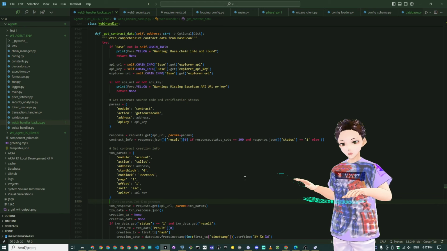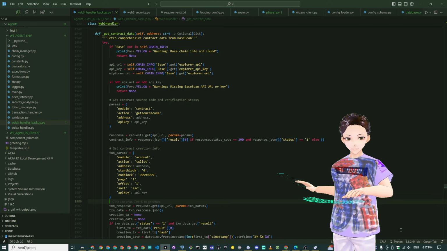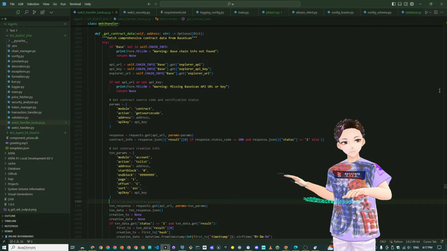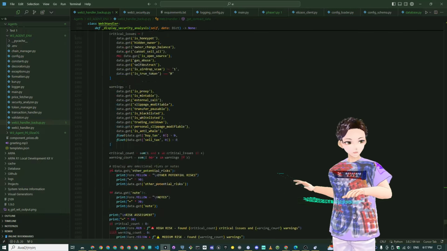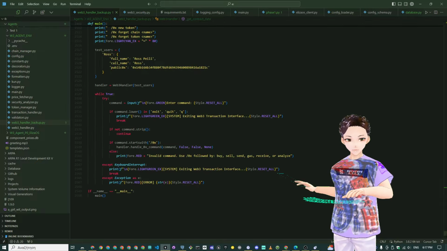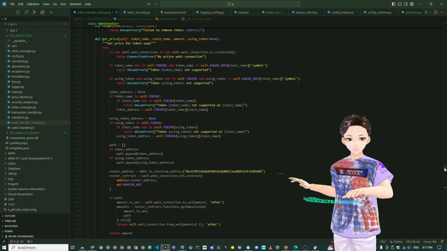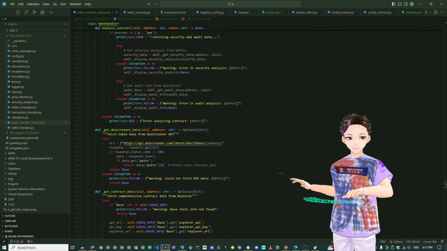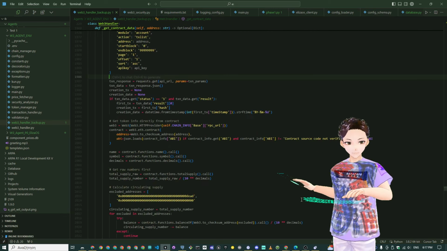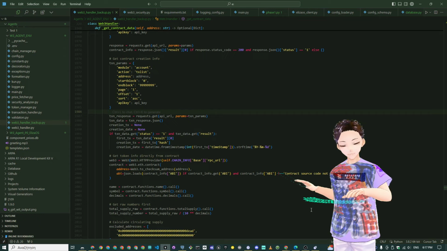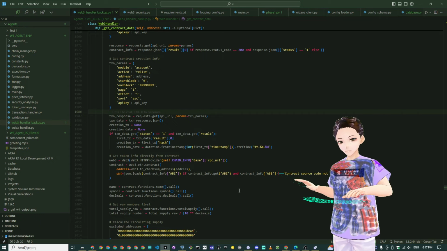I'm going to show you a Web3 agent, kind of like a companion I built in Python. This one is the monolith version. It's around 2,500 lines of code, and it can do a bunch of interesting things. I'm going to run through them real fast just to demonstrate some of its capabilities.